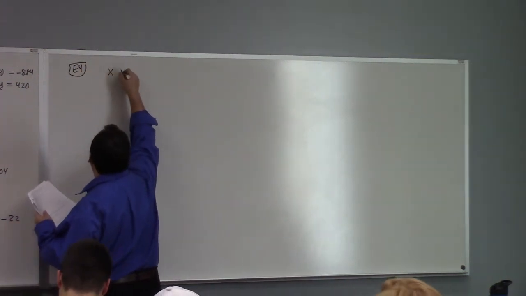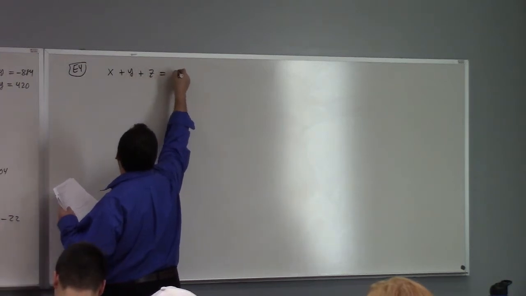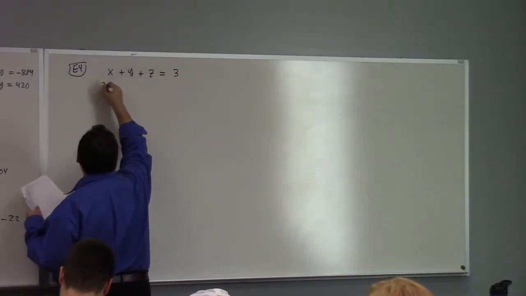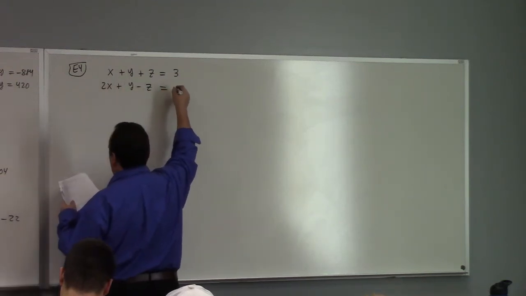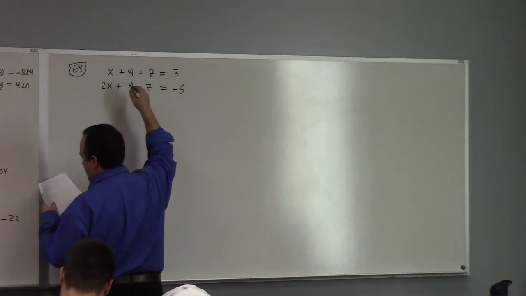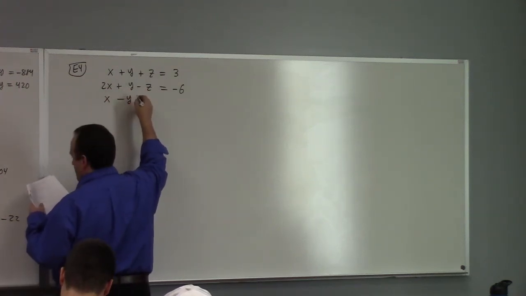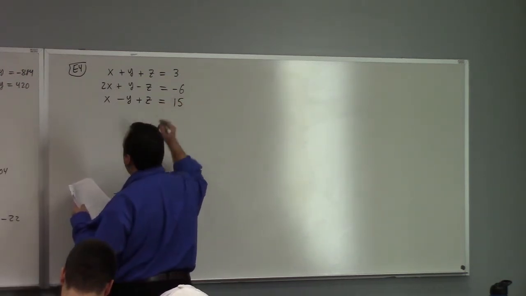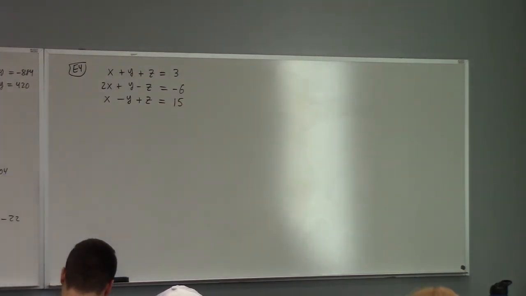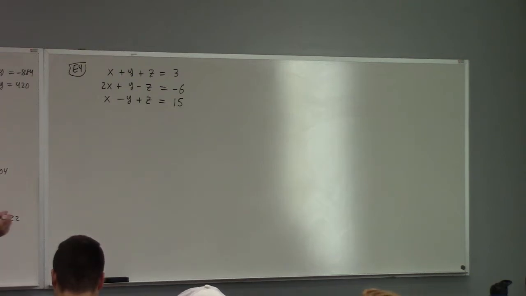So I've got x plus y plus z equals 3. I've got 2x plus y minus z equal to minus 6. And I've got x minus y plus z equal to 15. How do you solve 3 equations and 3 unknowns, 2 at a time? Kind of, sort of, yeah. So I'm going to label them 1, 2, and 3.